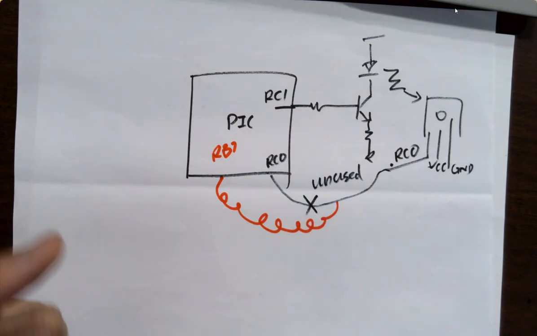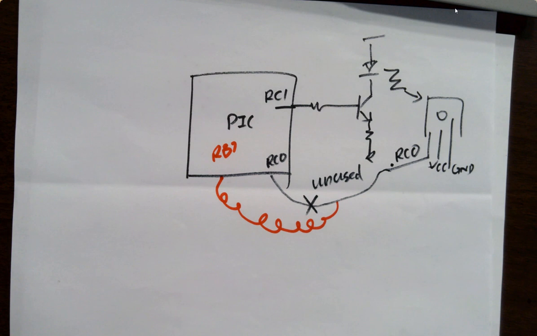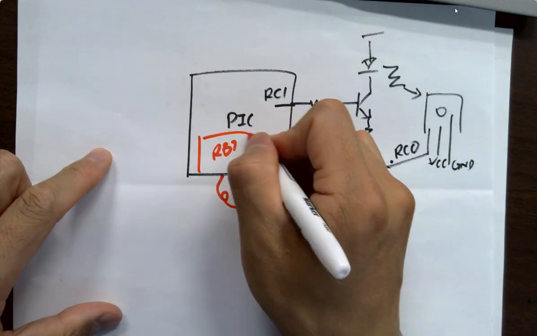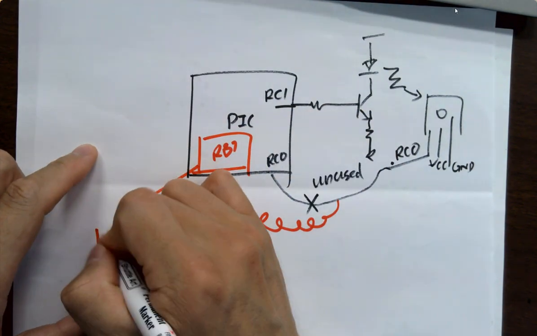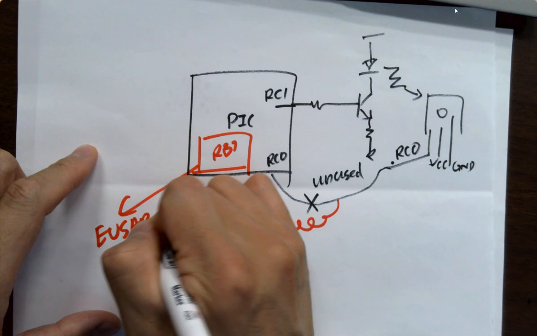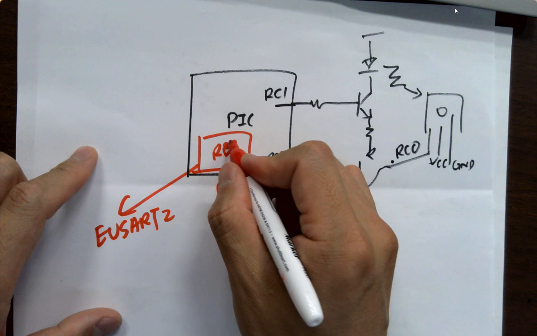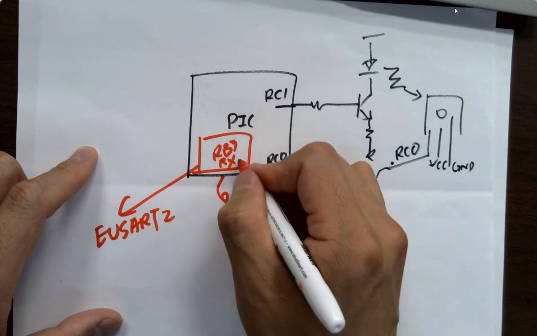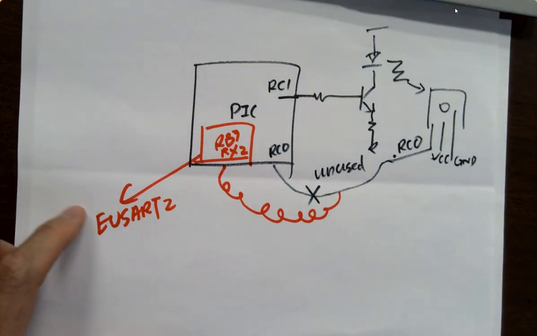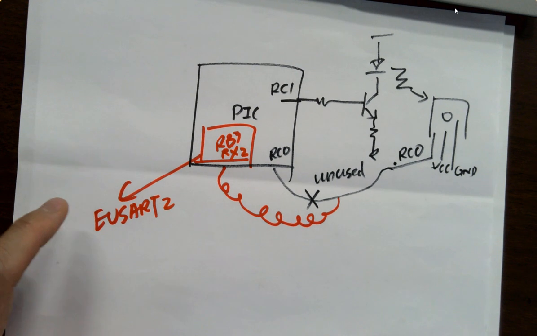RB7. Why? Because RB7 is part of what? UR2. What is this module? USART 2. And RB7 is what? RX 2. Is that clear? Yep.